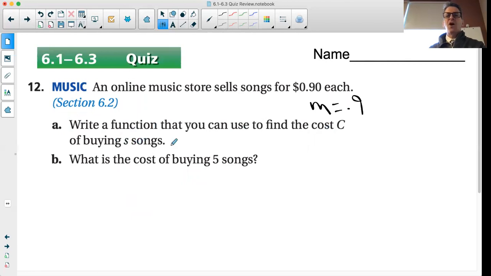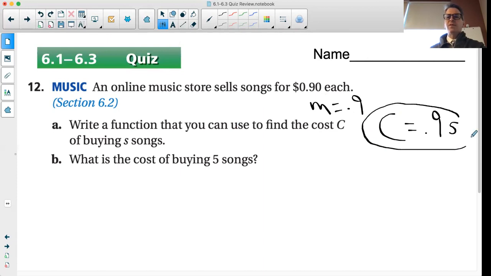Okay, so it says write a function that you can use to find the cost C of buying S songs. So we got C is the cost, not S. We're going to take C, the cost, and we're going to put the rate down, 0.9 times the number of songs, S. And that would be your answer for A. Big C is equal to 0.9, 9/10 times S, the number of songs.